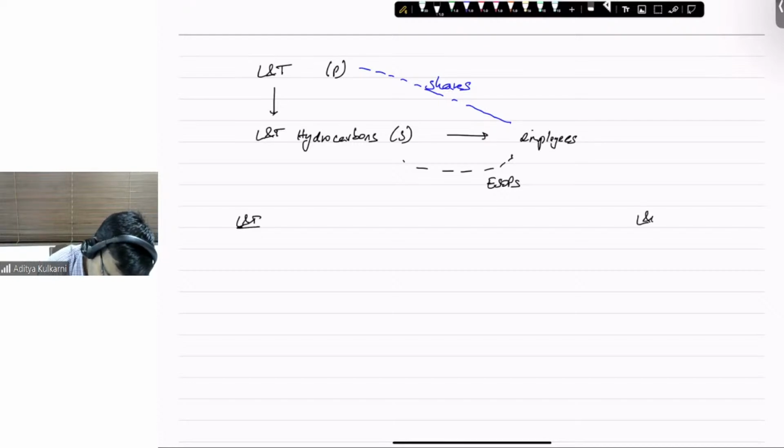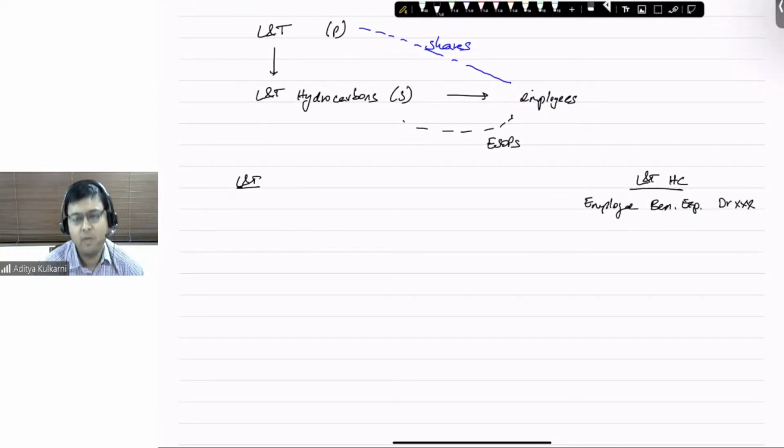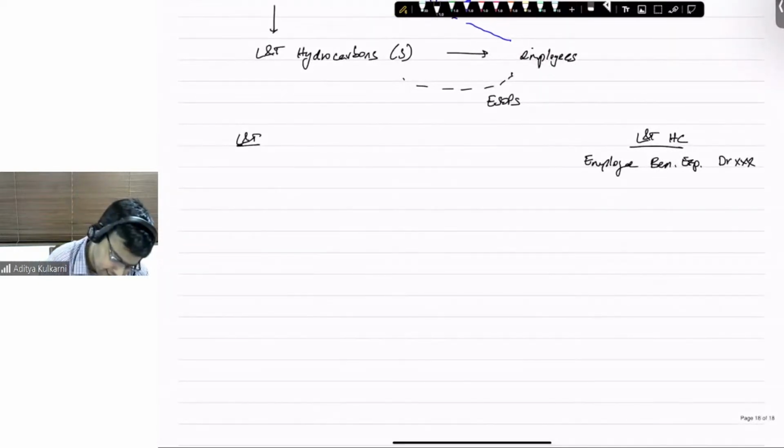L&T, hydrocarbons. Where is the employee? Sir, employee is here. So employee benefit expense debit will be debited here. Acha, who is going to issue the shares? L&T. So this is going to be to SBP reserve.